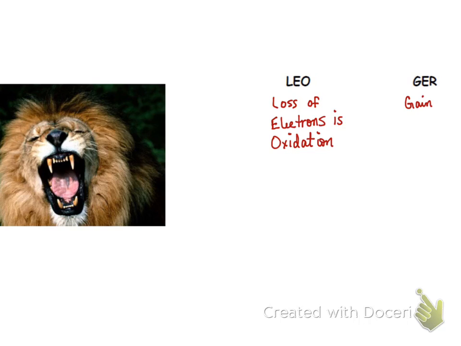So the first thing we have to learn to do is just a mnemonic to help you remember. Leo the lion, that's LEO. Leo the lion says GER, so LEO, loss of electrons, oxidation, and then GER, gain of electrons, is reduction. Can be useful. There's a couple other mnemonics on the web if you want to look them up.